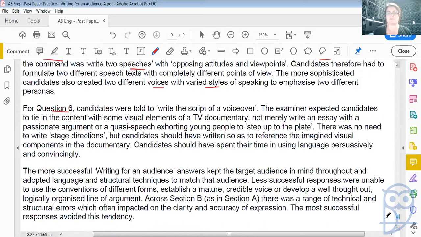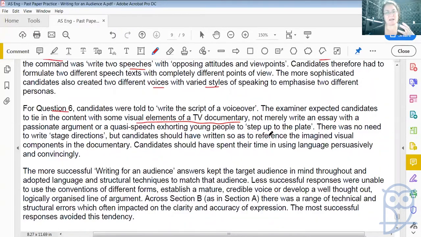Now, let's see what most people did wrong there. For question 6, candidates were told to write the script of a voiceover. The examiner expected candidates to tie in the content with some visual elements of a TV documentary, not merely write an essay with a passionate argument or a quasi-speech, a semi-speech, exhorting young people to step up to the plate. So you could have in brackets, camera zooms in to the rainforest. Okay. Camera pans around the mountains. Okay. Have little things like that if you're trying to make a TV documentary, make it sound a bit more realistic.